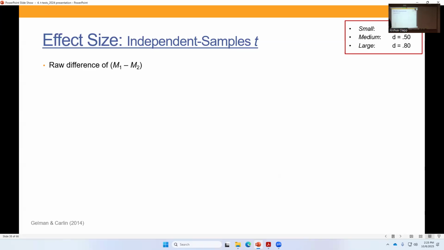And again, there's a number of different ways to do this. With our single sample t, we had our actual estimate, and then we also had some standardized measures. Same thing here, it just gets a little bit more complicated with your independent sample t-test. Now, one way we can go through and do things is we can look at raw difference.